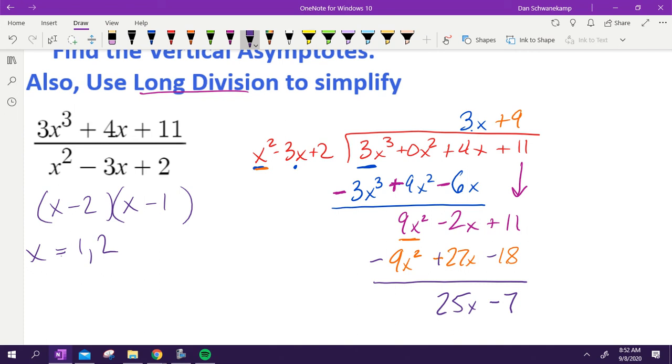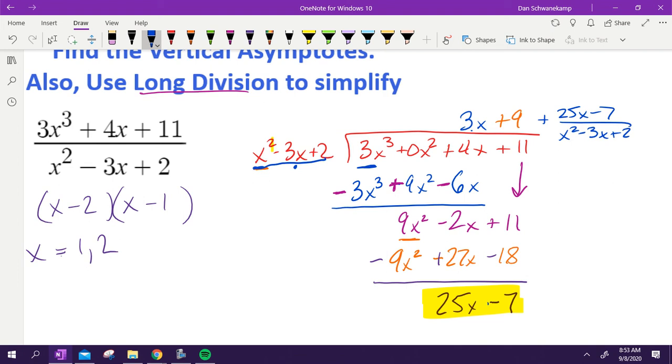What do I multiply x squared by to get 25x? Can't do it. This degree is bigger than this degree, so we're done. This is the remainder. So my answer is 3x plus 9, and if I were to write it in the proper form, it'd be 3x plus 9 plus 25x minus 7 all over x squared minus 3x plus 2. That's the remainder. We just took this and divided it by that.